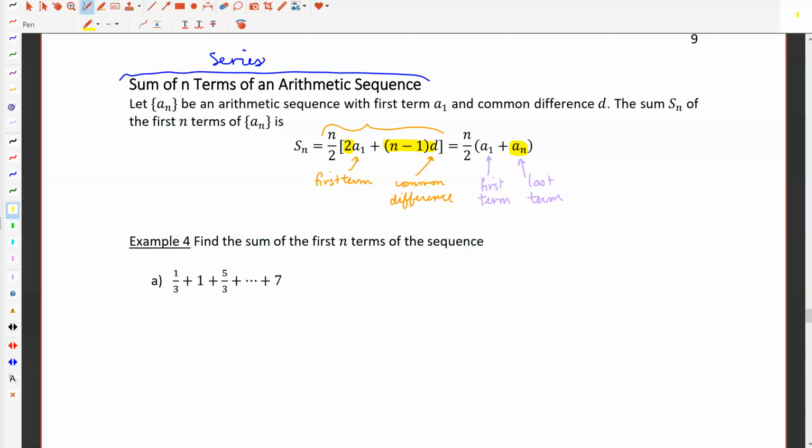So honestly, if you just remember this one, where a sub n, which you'll need to remember, is equal to a sub 1 plus n minus 1 times d, do we really need to remember both versions of these formulas? No, we don't, right? If you, for instance, remember this one, you can get back to the other one. And I'm going to give you a little story to help you remember this one.